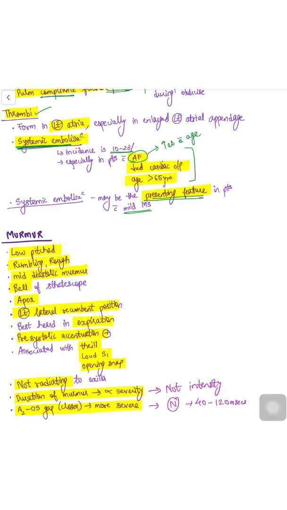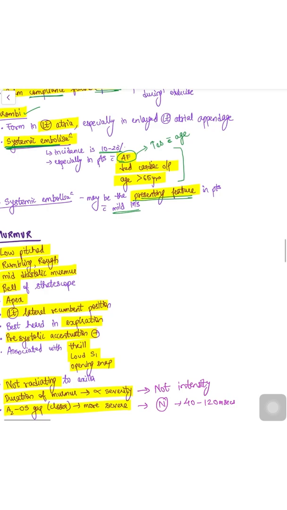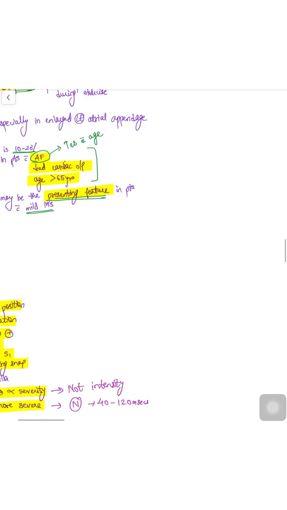May be radiating or may not be radiating to the axilla. The duration of the murmur correlates with the severity of the murmur. And the A2 to OS gap, the severity of MS is inversely proportional to the A2 to OS gap. Narrower the A2 to OS gap, more severe is the MS. Now, how will you draw this murmur?